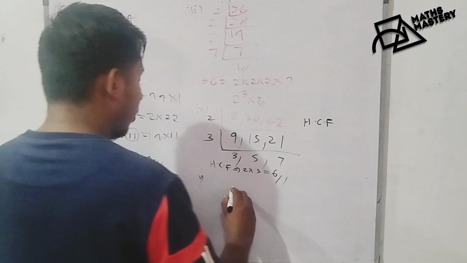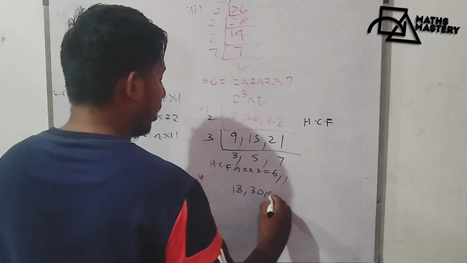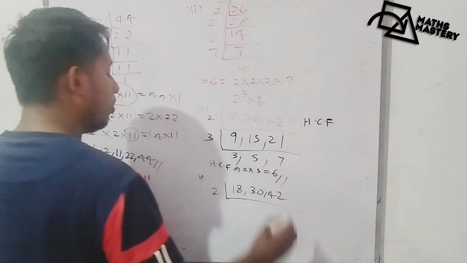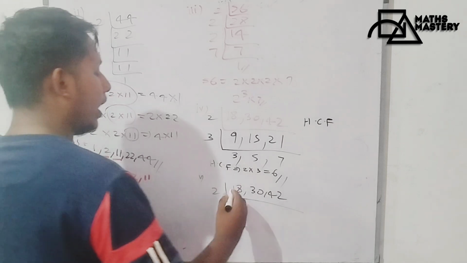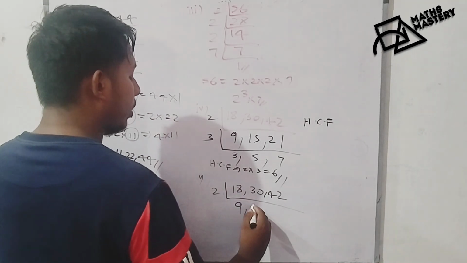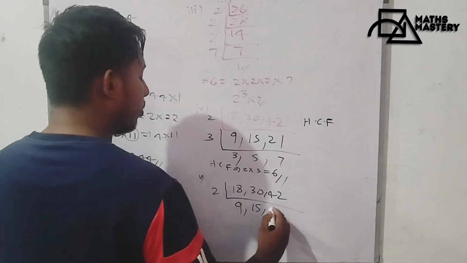Find the least common multiple of 18, 30, 42. First, what are you going to do? Find the LCM. So 18 divided by 2 is 9. 30 divided by 2 is 15. 42 divided by 2 is 21.